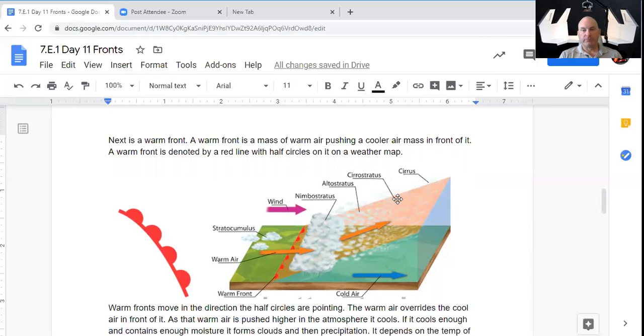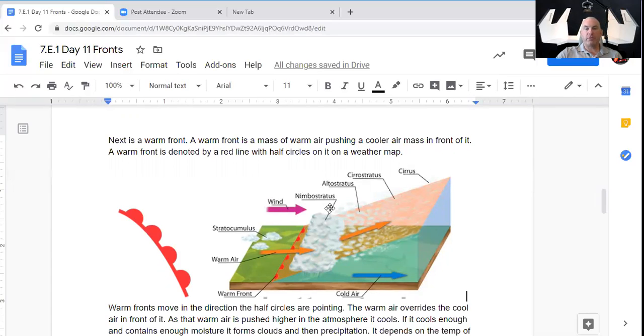So what we run into here is that you don't really get so much the thunderstorm action, because it's a little less dramatic when a warm front pushes a colder air mass in front of it. You still get that rising air. That air is overriding and pushing up over the top of that cold air. So you still get that warm moist air rising, and you end up getting nimbostratus instead of cumulonimbus.